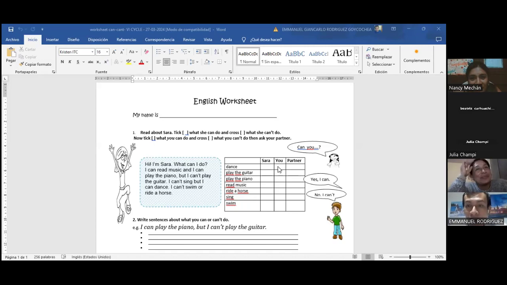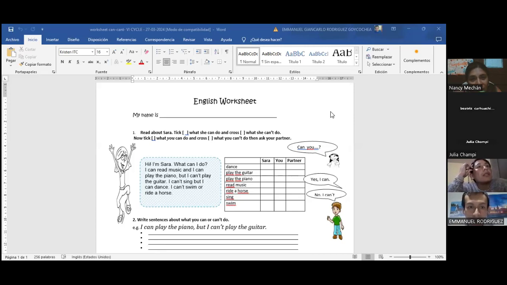Ahora, lo que tú has realizado, check and cross. Ahora, partner, ¿qué quiere decir? Con un compañero o con una compañera, tú le vas a hacer la misma pregunta. Por ejemplo, he can dance, él puede bailar, o she can dance, ella puede bailar. Tú tienes que buscar un compañero o una compañera para quien le vas a hacer la pregunta. Si ella te dice, yes, I can, check. No, I can't, cross. ¿Entendieron la primera parte? Perfecto. Muy bien.